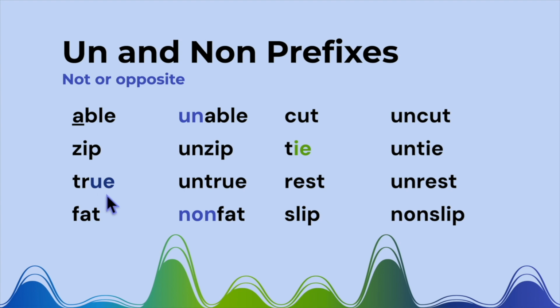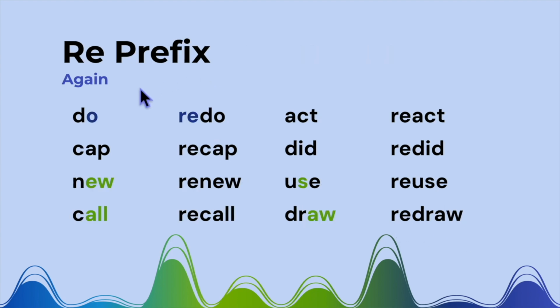UE says oo or you. True, untrue, which means not true. Rest, unrest. Fat, non-fat. So non-fat means it doesn't have fat. Slip, non-slip.